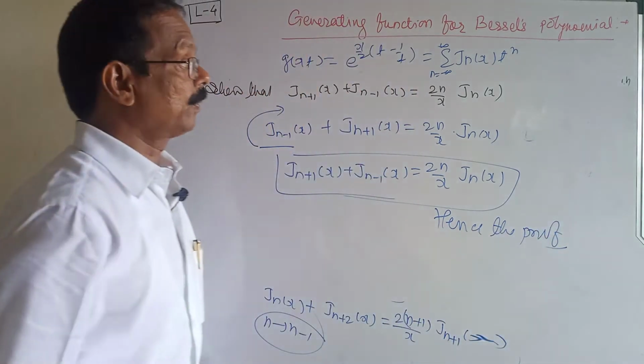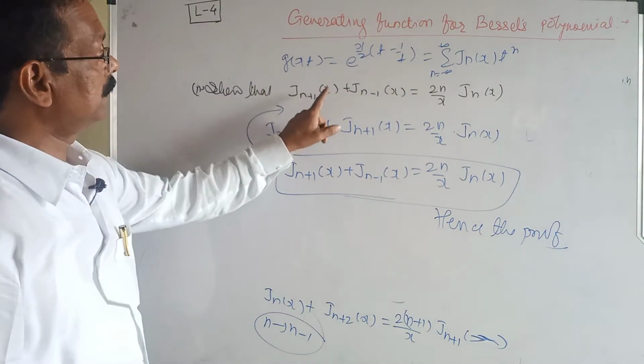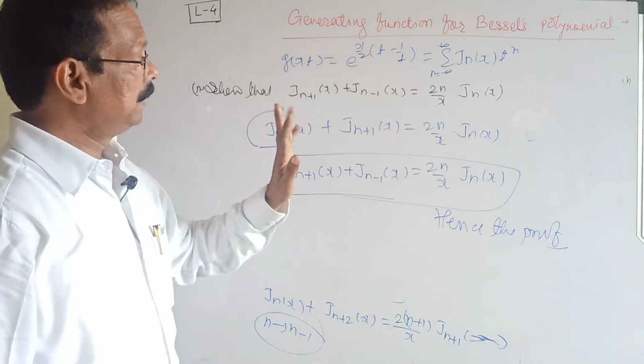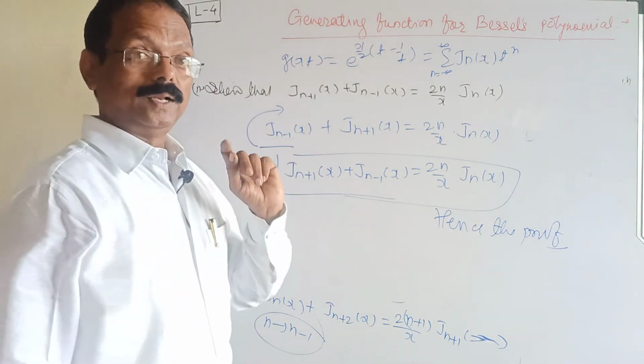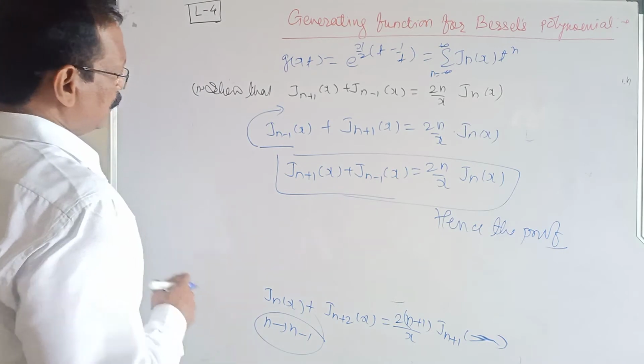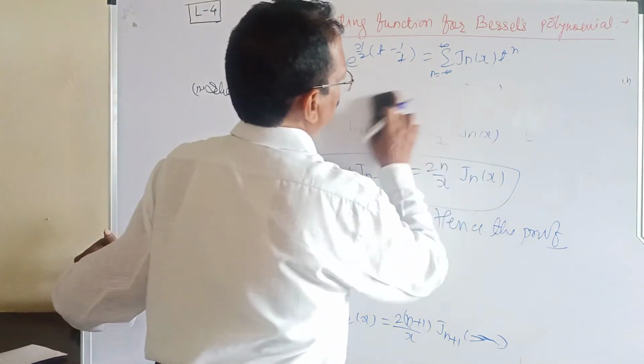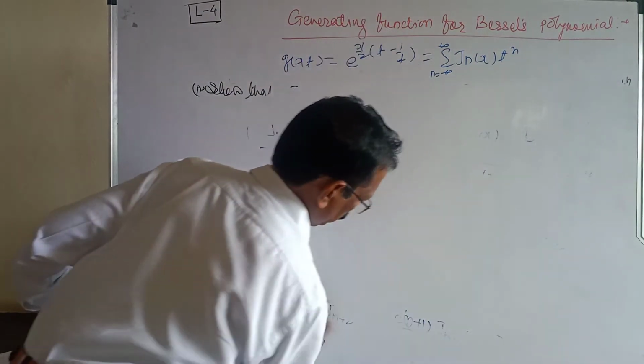Remember one thing here: if there is n plus 1, n minus 1 or n, differentiate the generating function with respect to t. Then there is another type of example. Now this is the last example here. Now the third example here.